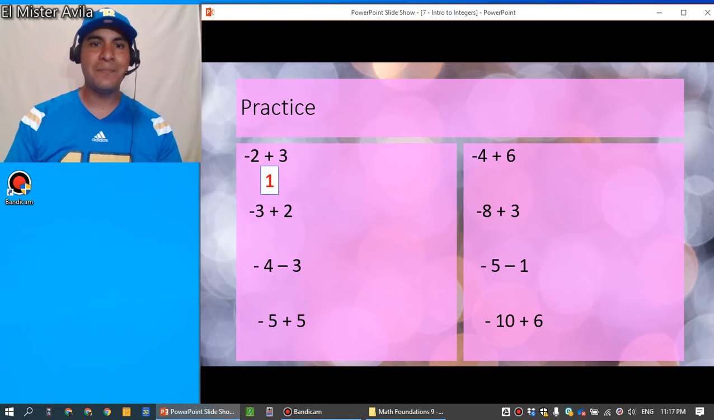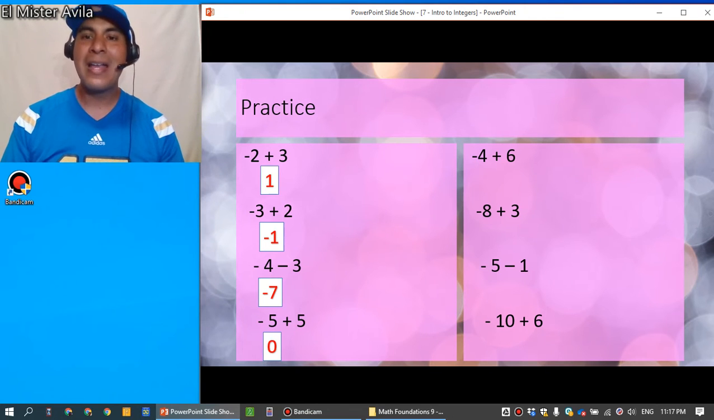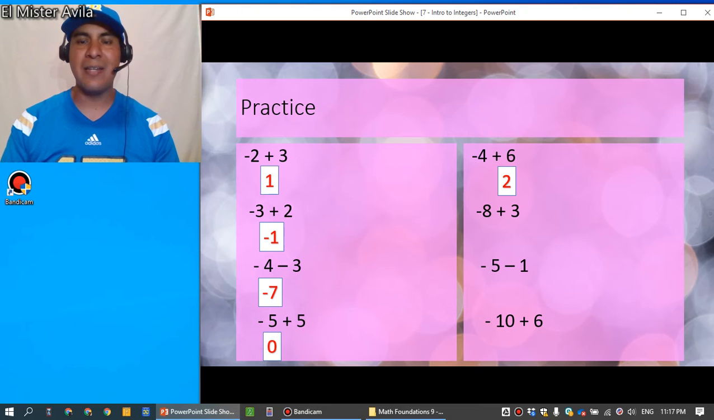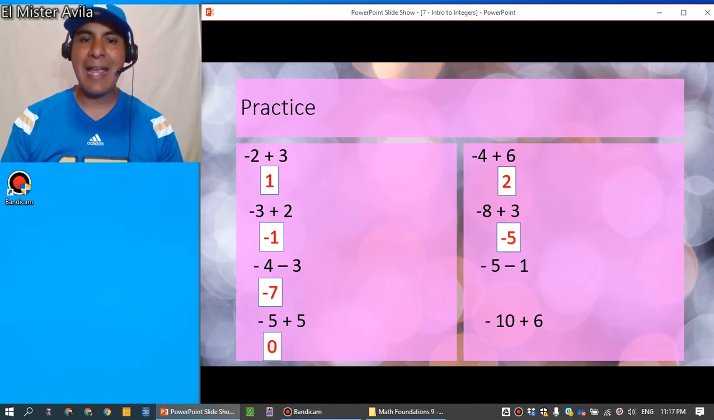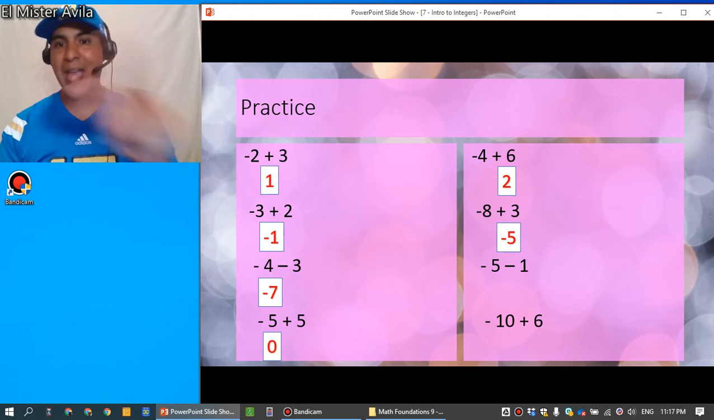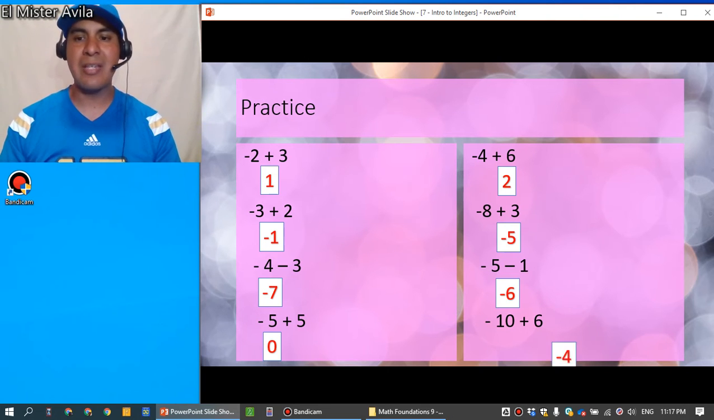Negative 2 plus 3, 1. Negative 3 plus 2, negative 1. Negative 4 minus 3, negative 7. Negative 5 plus 5, interesting, becomes 0. Negative 4 plus 6, positive 2. Negative 8 plus 3, negative 5. Negative 5 minus 1, here's the one where you just add all the negatives together, negative 6. And negative 10 plus 6 is negative 4.